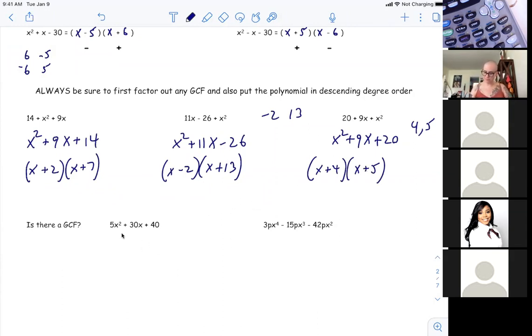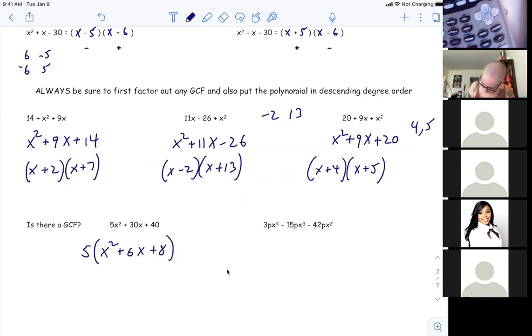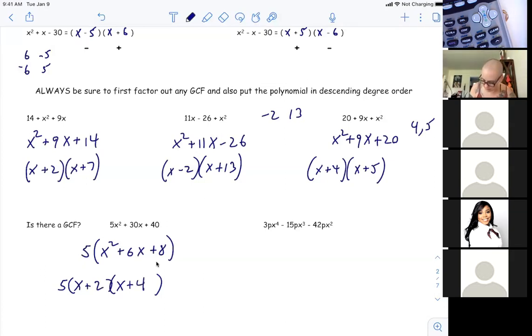Here's some that have a GCF. GCF here would be 5. 5 times x squared plus 6x plus 8. And then we're not done. We've got the GCF out there. We want to pay careful attention to not losing it, not misplacing it, because it's part of our answer. And do we have two numbers that add up to 6 and multiply out to 8? What do you think of those? 2 and 4. X plus 2, x plus 4.